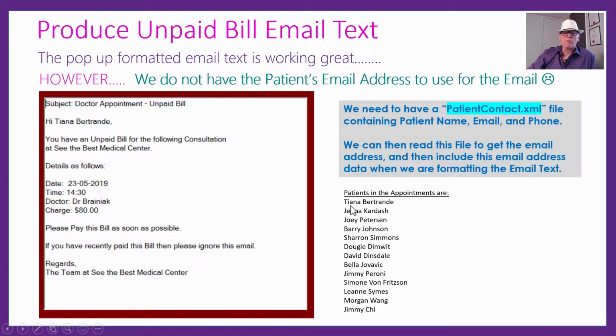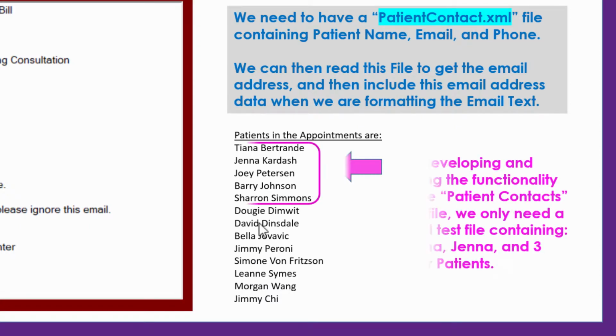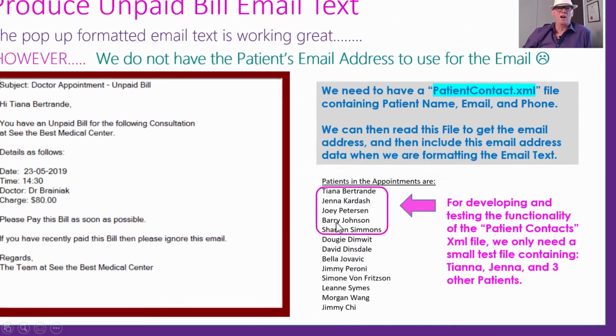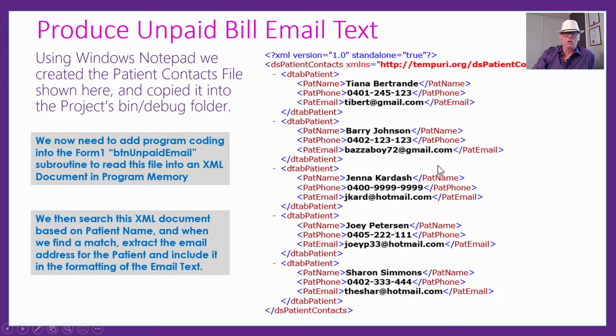Currently in that appointments file from that previous lesson, we've got all of these different patients here who had appointments with different doctors. Now, do we need to have all of them in the patient contact XML for what we're doing here? No, we don't. If we just have the two people we need, the unpaid bills people, Jenna Kardash and Tiana Bertrand, and we'll just include 3 other people as well, just to save a bit of time and a bit of processing on that file to make it. So, you know, if you're building the full system that is actually going to be prototyped and used, of course you'd have to have records for everyone. But this will be enough just to test that our little process to find the email address and add it onto here is going to work okay.